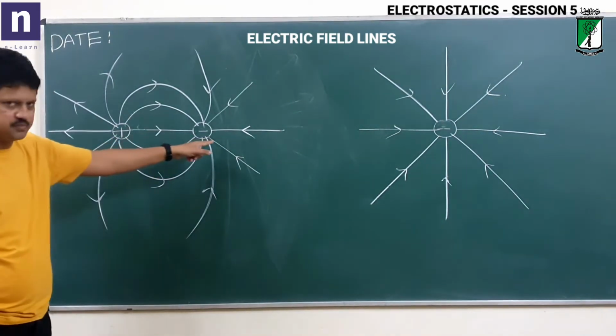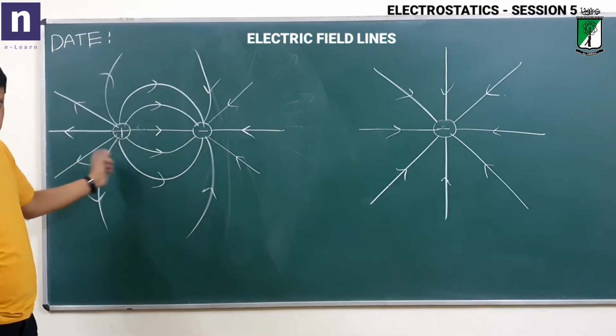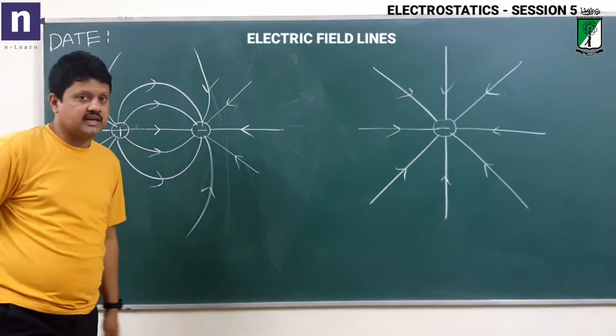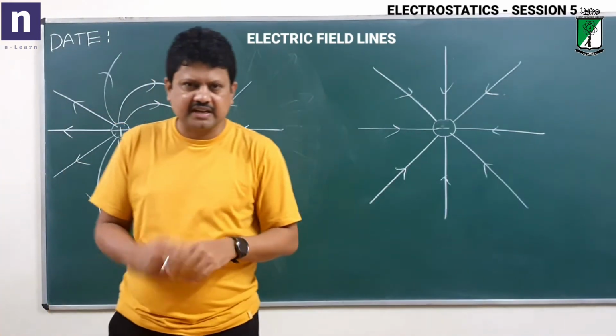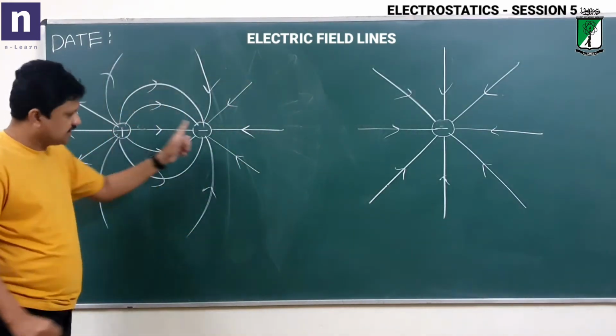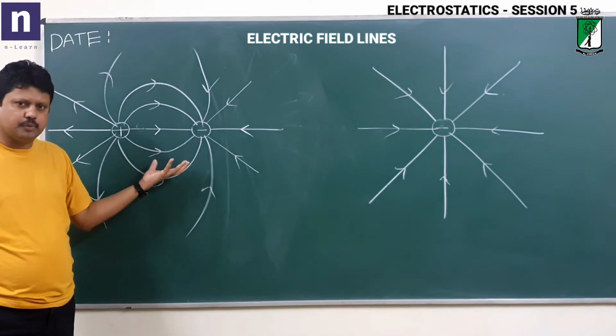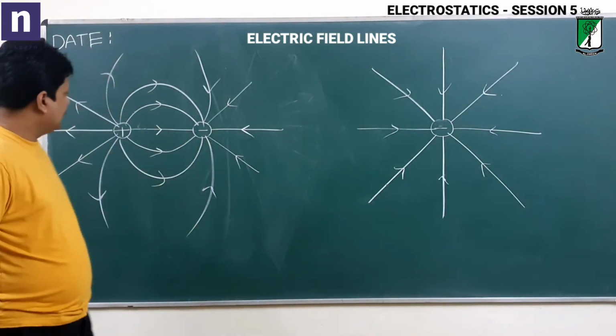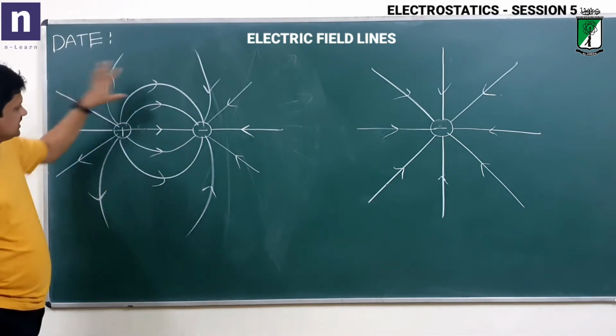If you have 2 point charges, positive and negative, separated by a distance, you will find a field pattern in this manner around them. This combination of positive and negative can be called an electric dipole. There are 2 poles, a positive pole and a negative pole. This is an electric dipole. You are going to study and understand more about electric dipoles later. So for an electric dipole, this is the field pattern.